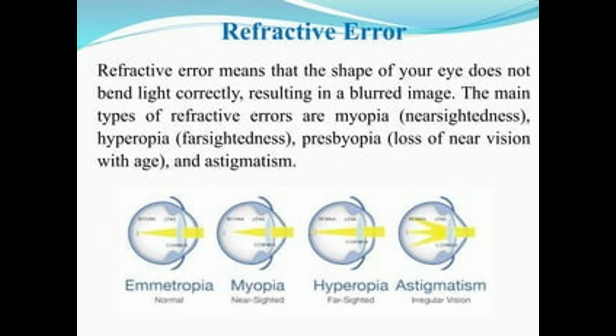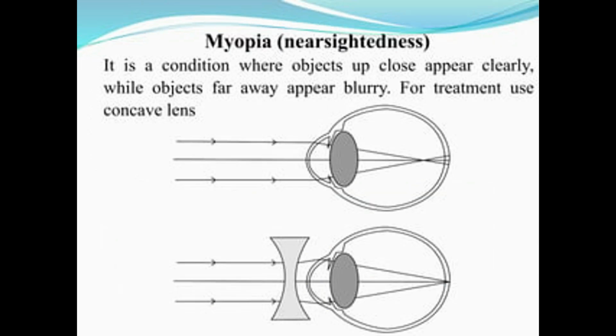So refractive error means that the shape of our eye does not bend light correctly, resulting in a blurred image. And the main types of refractive errors are myopia, which is also known as nearsightedness or short sight, hyperopia, also known as farsightedness or long sight, and presbyopia, which is because of the loss of near vision as the age increases, and astigmatism. So, four types of refractive errors are there: myopia, hyperopia, presbyopia and astigmatism.